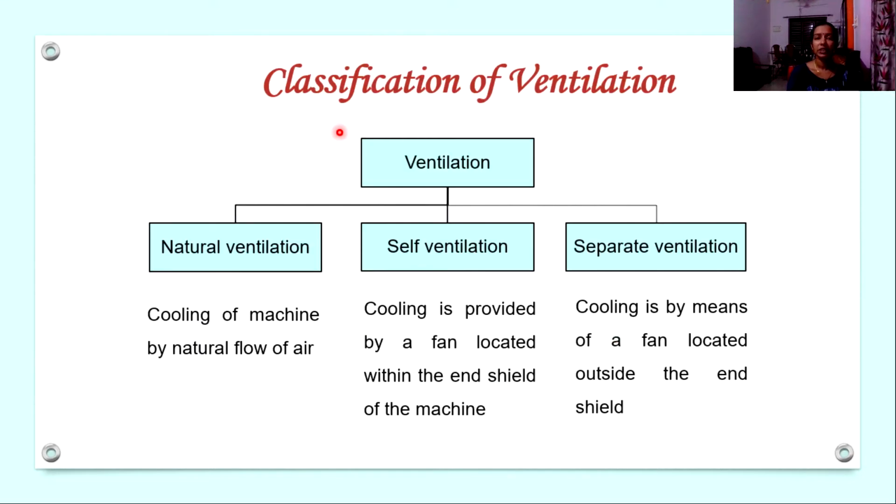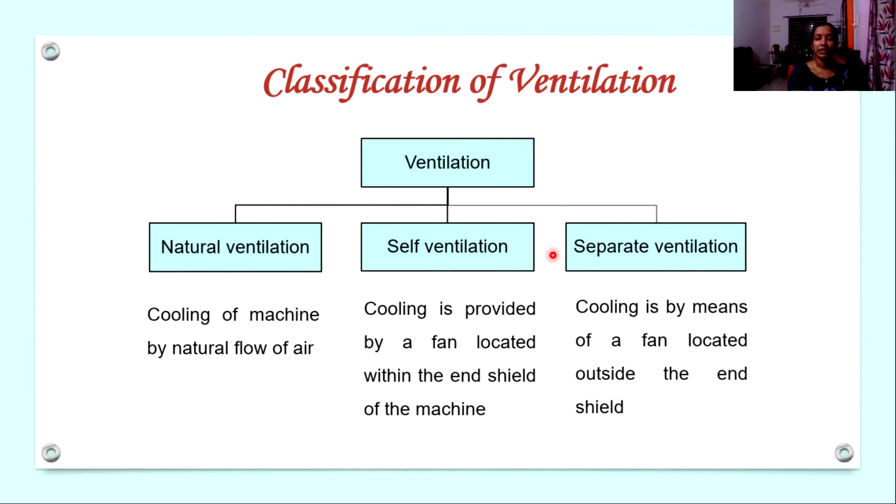So now, classification of ventilation. Ventilation can be broadly classified into three types: natural ventilation, self-ventilation and separate ventilation. Natural ventilation is the process in which the cooling is done by means of the natural flow of air through the machine. We are not using any supporting system for airflow to make air flow into the machine. Here air naturally flows into the machine and cools it.